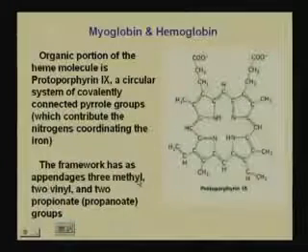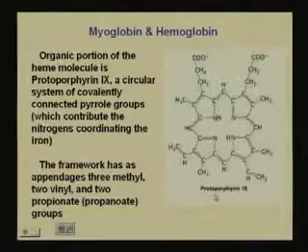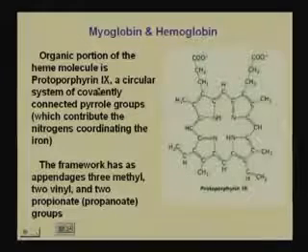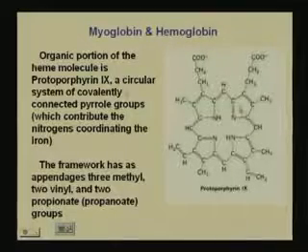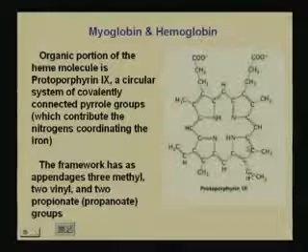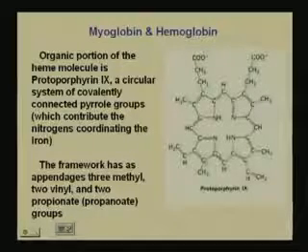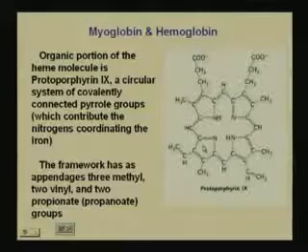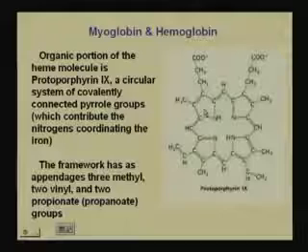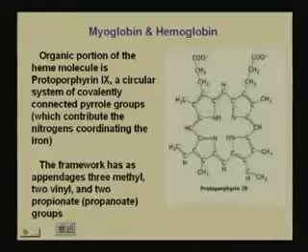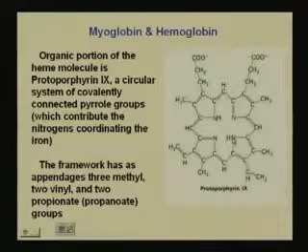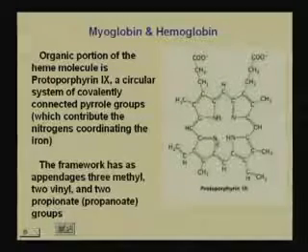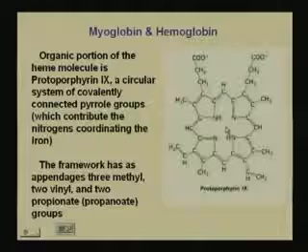Okay. Now, what is this protoporphyrin 9? This is basically the structure of protoporphyrin 9, where we have a circular system. In this circular system, if you recognize these rings, these are actually pyrrole rings. Okay? The pyrrole rings are connected. You can see this network that is formed by the connection of the pyrrole rings, which actually contribute the nitrogens here that coordinate the iron in the heme.